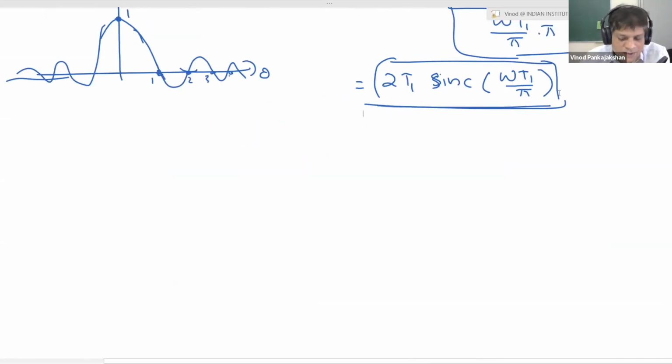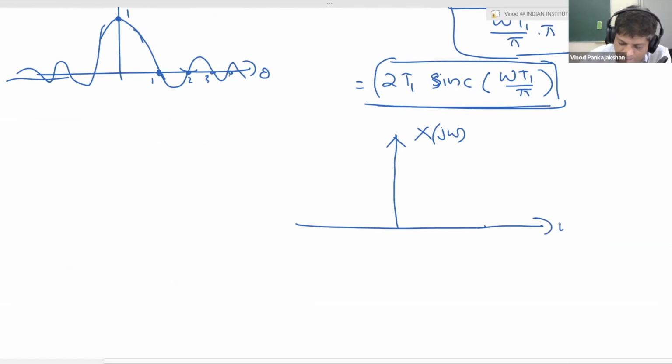Now let us consider another example. We are considering some signal x(t), and we are given the information that the Fourier transform of the signal is something like this. It is a rectangular pulse. Let me denote it by 0 and W minus W1.